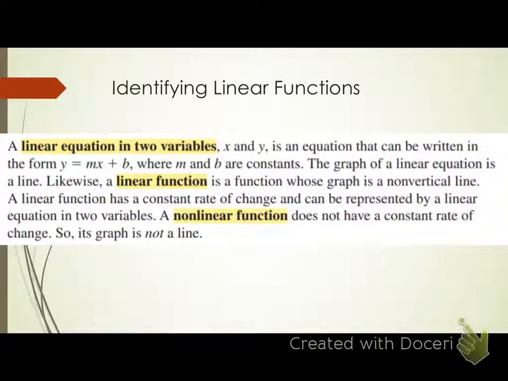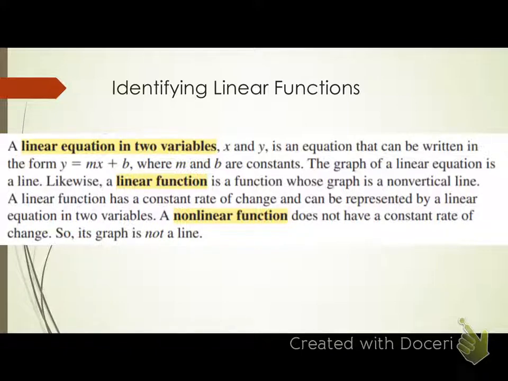M and b are just constants, they're numbers. So it is y equals some number times x plus or minus some other number. The graph of a linear function, like we already said, is a line. Likewise, a linear function is a function whose graph is a non-vertical line.